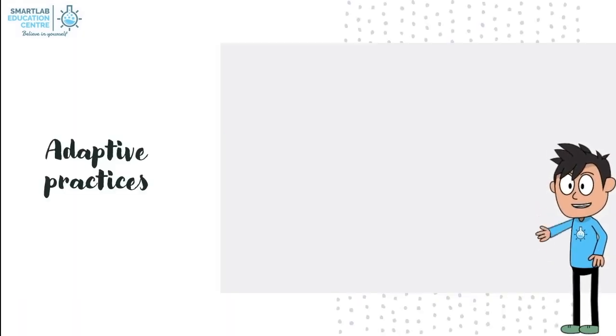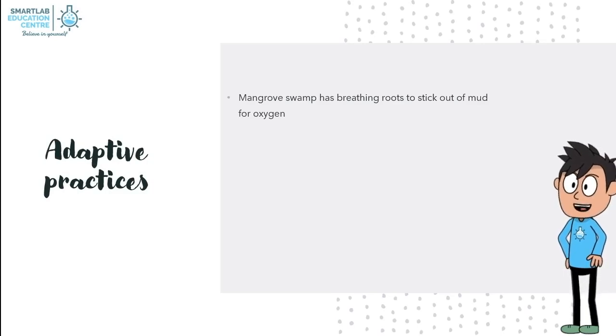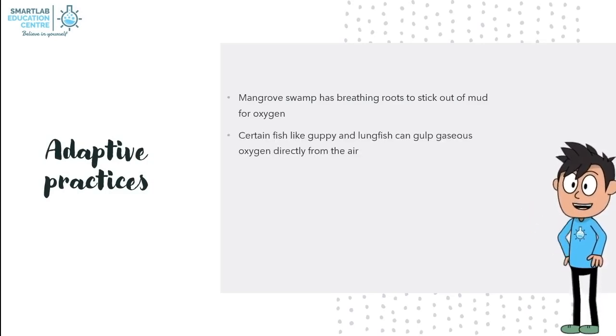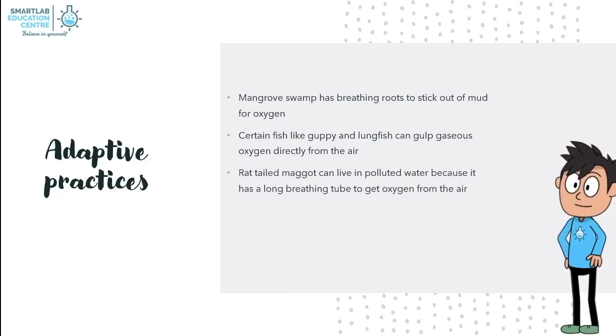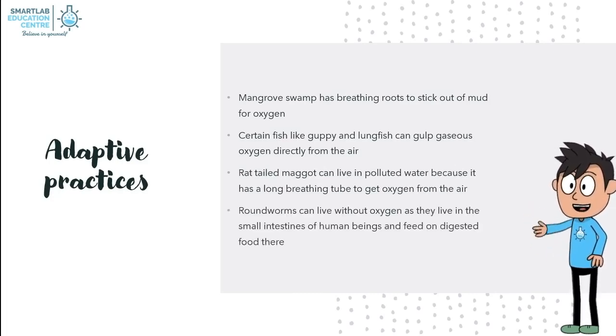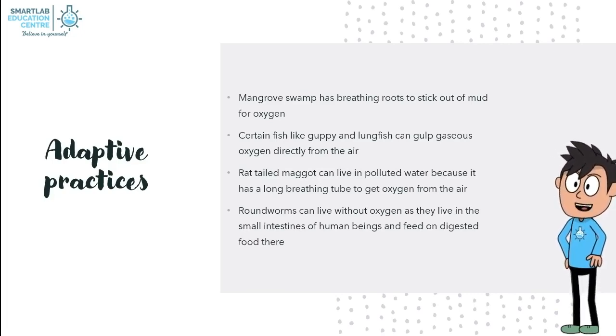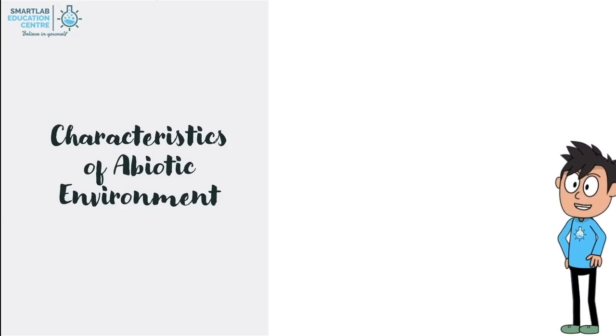Here are some examples of adaptive practices. Mangrove swamp has breathing roots that stick out of the mud for oxygen. Certain fish like guppy and lungfish can gulp gaseous oxygen directly from the air. Rat-tailed maggot can live in polluted water because it has a long breathing tube to get oxygen from the air. Roundworms can live without oxygen as they live in the small intestines of human beings and feed on digested food there.